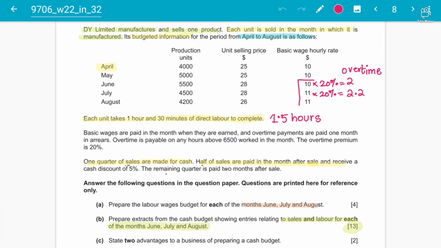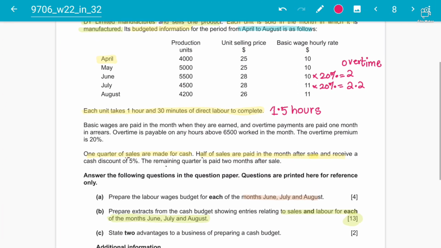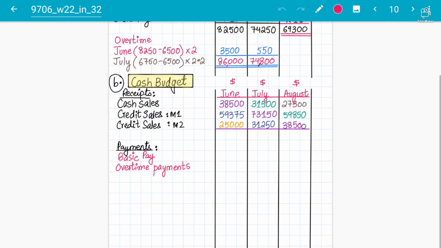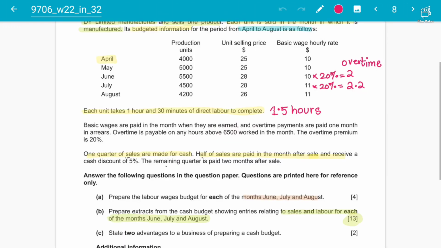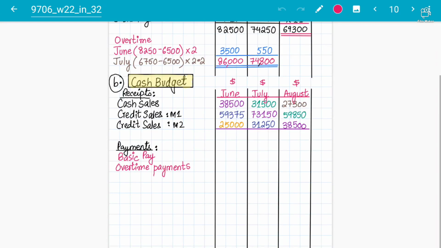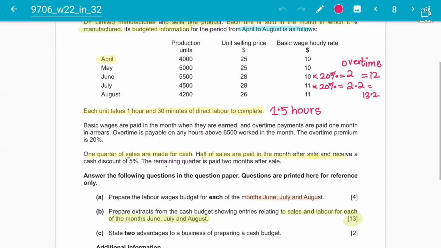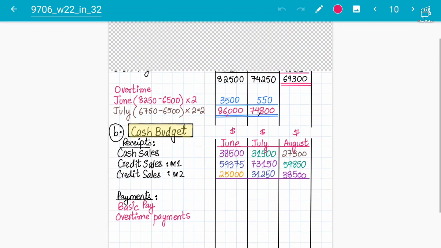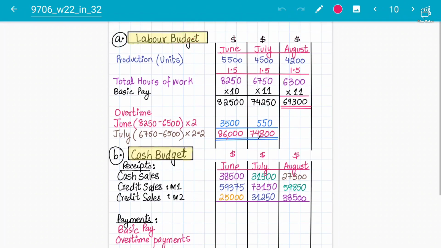First, you need to understand that the basic pays are these: 10, 11 and 11, which we have done. And let me write down the overtime payment rates as well: $12, which is 10 plus 2, and for 11 plus 2.2, that will be $13.2. First let's complete the basic wages, because basic pay is being paid in the current month. So whatever the June wages are, we will pay in June. You need to understand that overtime is working above 6,500 hours. We have seen that June and July were above the normal working hours, so overtime payments were there.